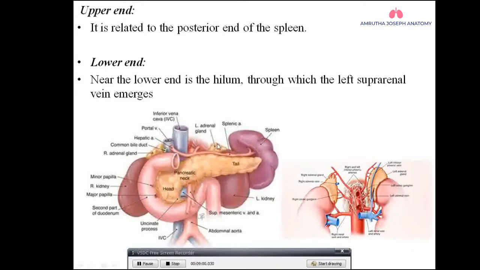The upper end of the left suprarenal gland is related to the posterior end of the spleen, and the lower end is resting on the kidney. Another structure leaving from this area is the left suprarenal vein. So the left suprarenal vein is emerging from the lower end of the left suprarenal gland. There are other structures related to this area which can be seen clearly. Take your own time and see the structures, how they are related.